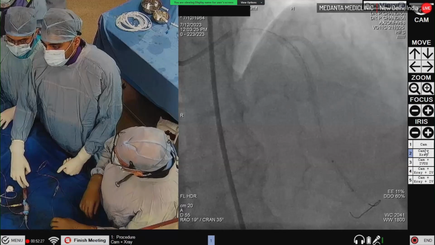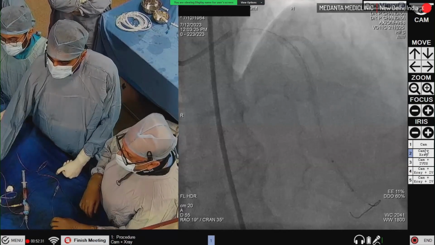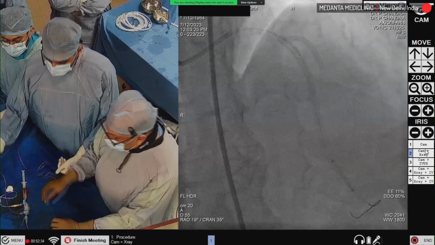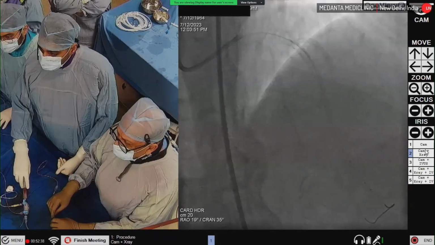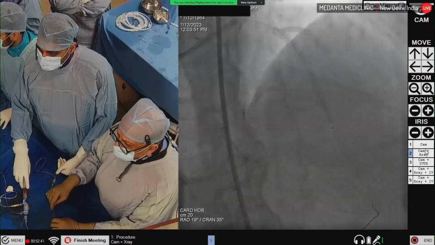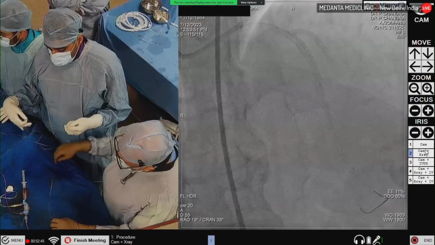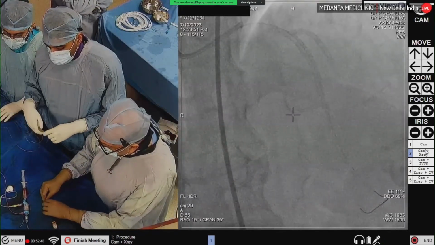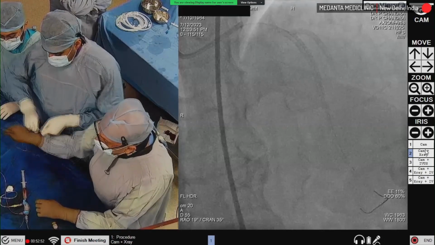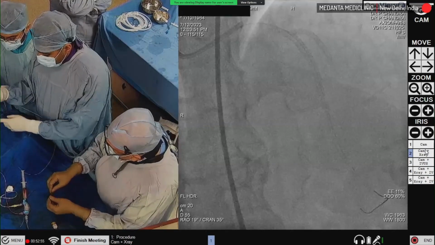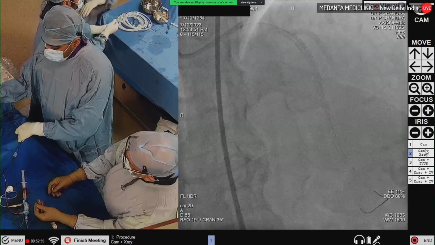Okay. So the size is 15, so we'll take a 30. Deflate. So give me a 2.25 or 2.5. So we can take a 2.25 by 30. Let me check with IVUS. So we should do some imaging now at this stage and see how it looks.